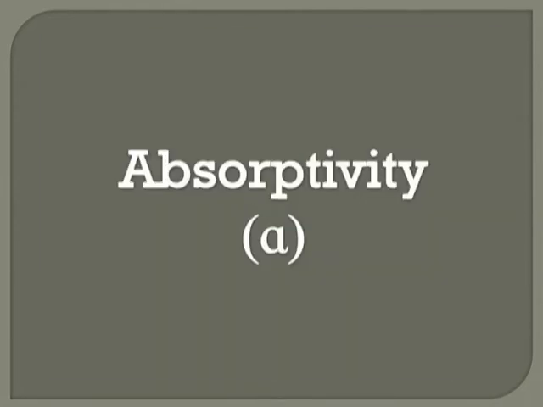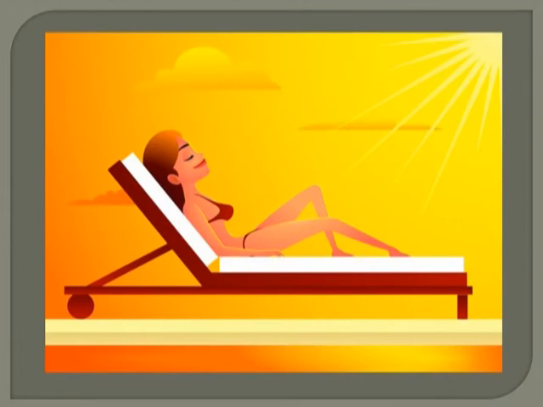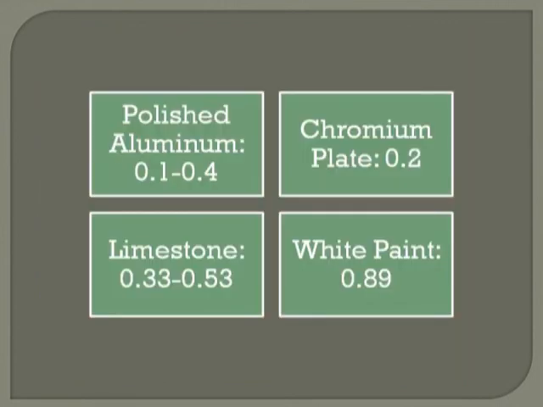Absorptivity. Absorptivity is a measure of the rate of the radiation absorbed by an object, and it is denoted by the symbol alpha. Like emissivity, it is measured based on the maximum absorption rate of a blackbody. A blackbody will absorb and emit all its incident radiation. A blackbody has an absorptivity of 1. The chart here shows some different materials with their respective absorptivity. The materials with a higher number will have a higher rate of absorbance.